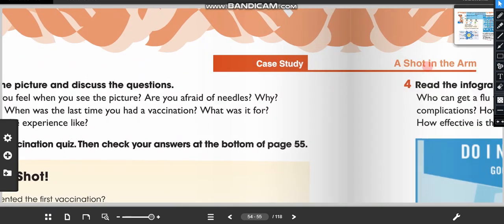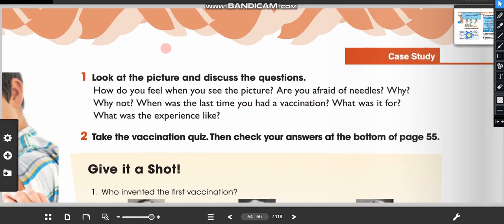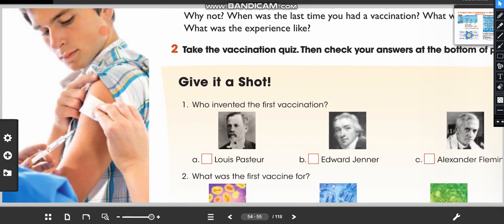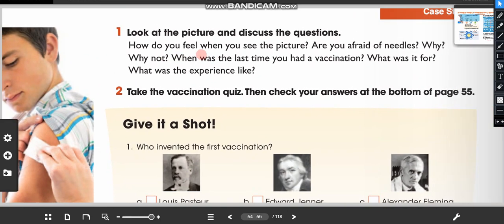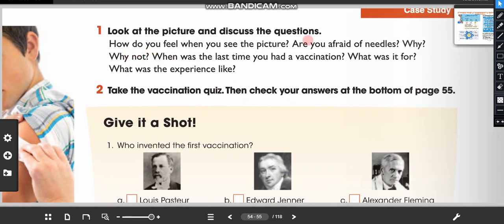Case study, A Shot in the Arm, is the title of your work. You have to answer these questions. You have to write in your notebook number 1, look at the picture and discuss the question. If you want, you can draw, photocopy, or print an image, a picture, for your notebook.